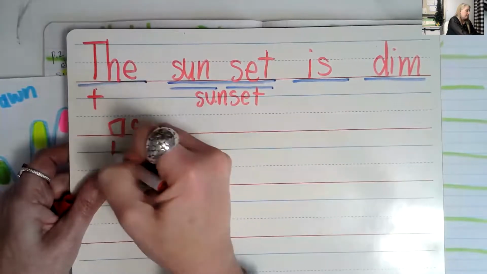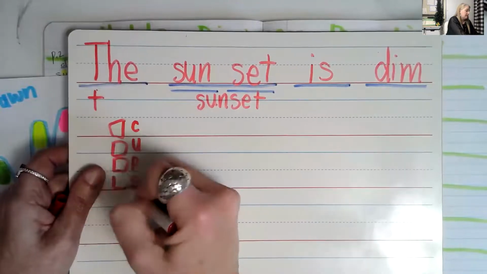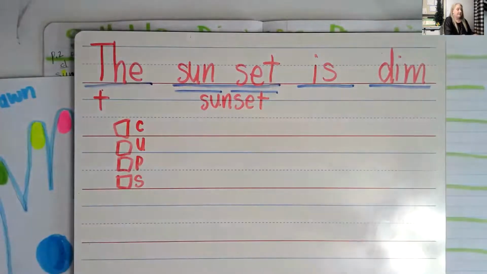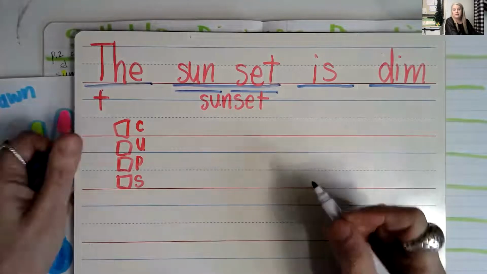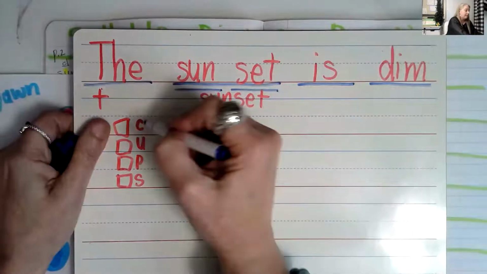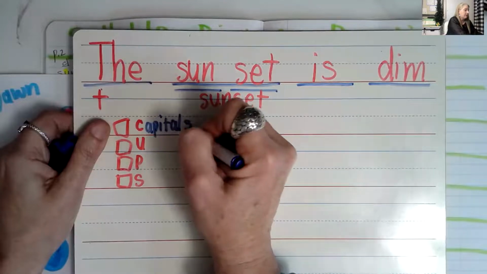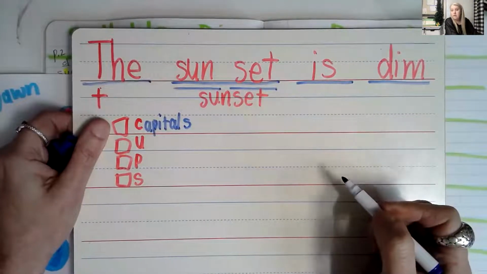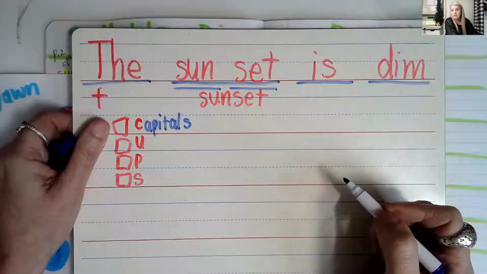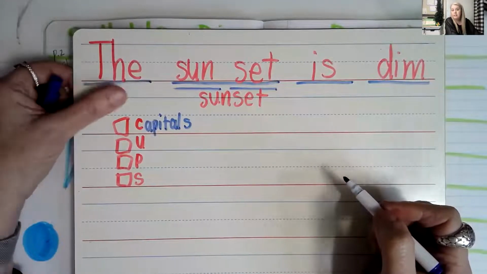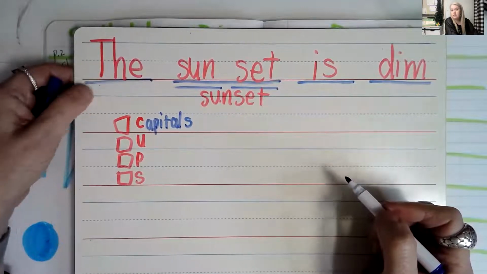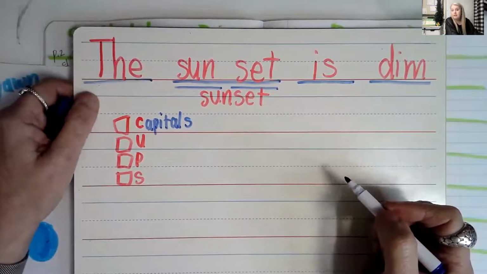And we're going to put a little box next to each one. And basically CUPS means C is capitalization or capital letters. So we're going to look for capitals. And when you check your sentence, at the very least, you should have a capital letter at the beginning of your sentence. So always look for that capital letter at the beginning.